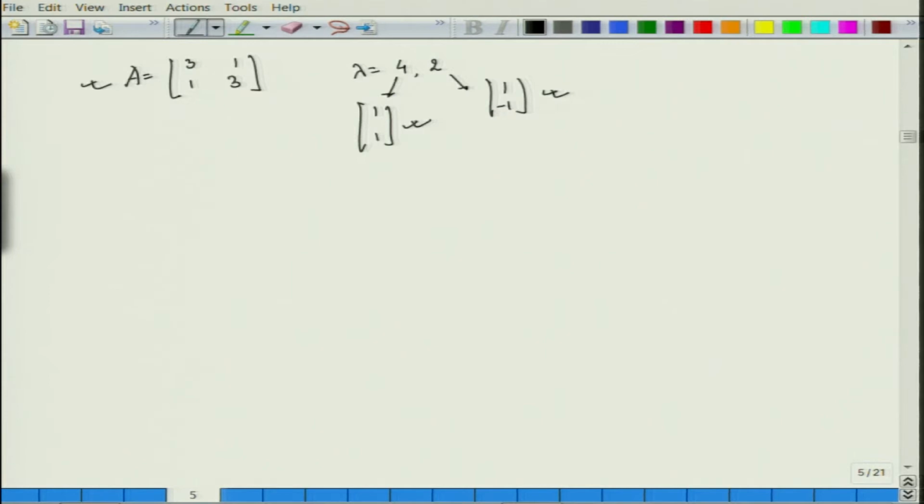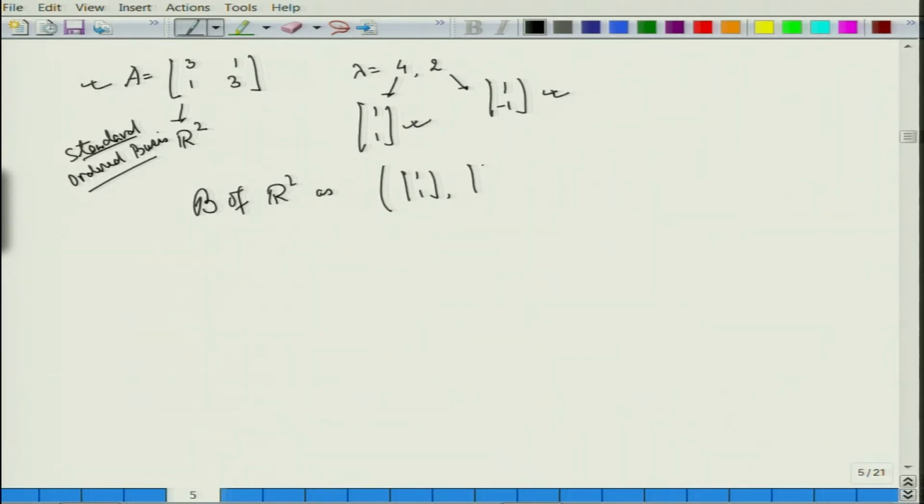I would like you to understand that I have this matrix A with me, and this was with respect to the standard basis of R2. So, whenever we write a matrix, generally it is in terms of a standard ordered basis. Now, I want to take my ordered basis B of R2 as (1, 1) and (1, -1).